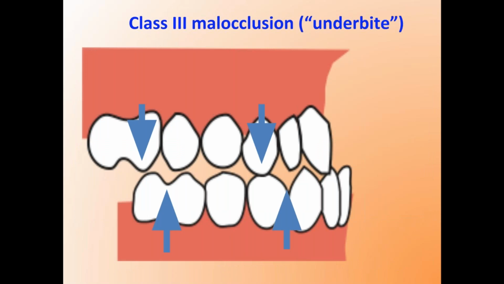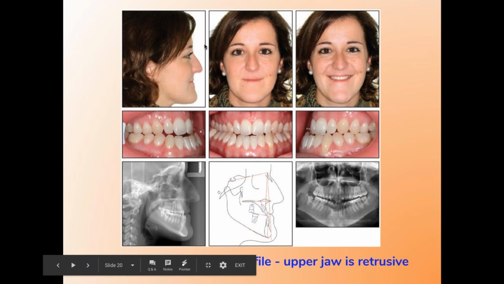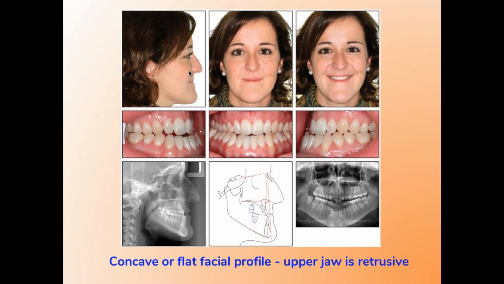And so the third type of malocclusion is called a class 3, and that's what we refer to as an underbite, which is when the lower teeth and lower jaw are ahead of the upper teeth and the upper jaw. So here's an example of a patient with a class 3 malocclusion. When you look at the profile, instead of seeing that rounded convex as in the class 2, in this case you see kind of dished in or concave facial profile.